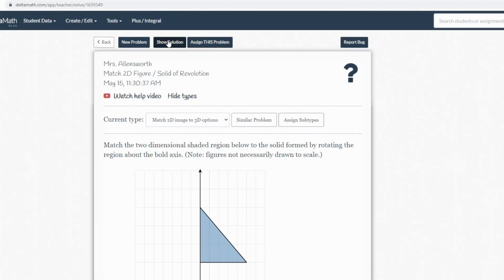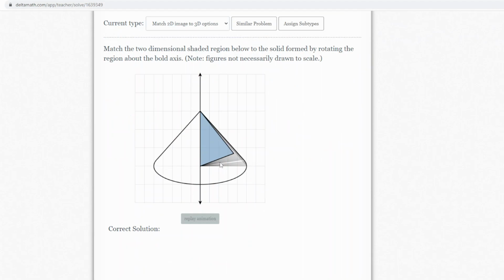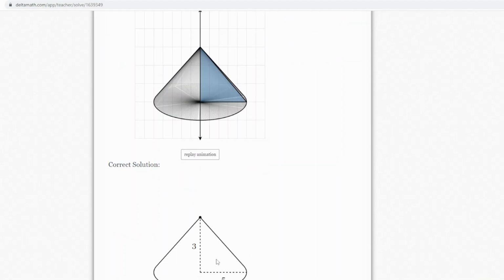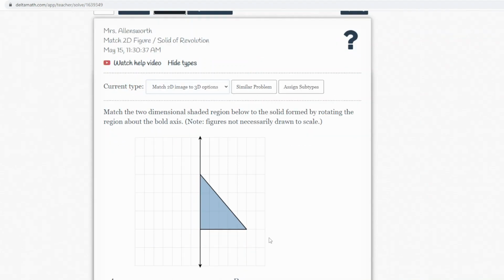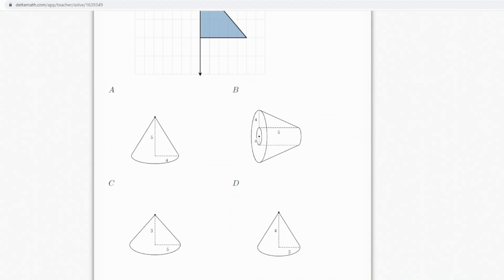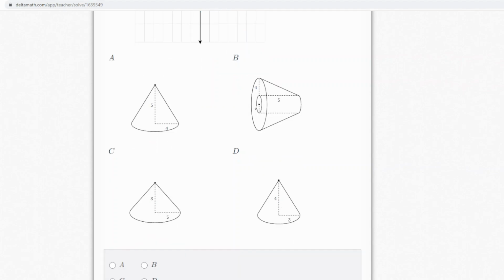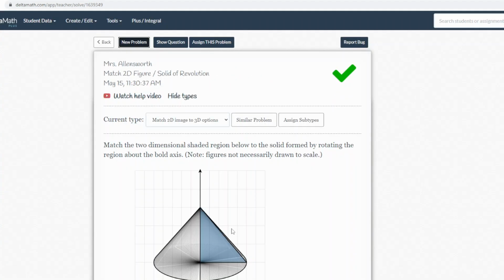Let me show you the solution, and you can watch the animation as it spins around. But again, I look for, is there any empty space between the 2D shape and the line of revolution? So that would be C. Okay, so you should be able to get those.